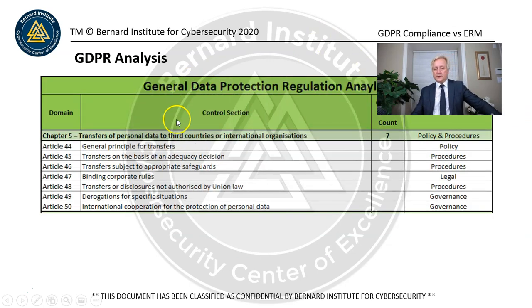Transfer of personal information to a third party. So we need to have general principles for transfer. We need to have a policy around that. Transfers on the basis of adequacy and decision. We need to have procedures around how we make that decision. Also around transfer decisions concerning the subject to appropriate safeguards. We need to have some procedures around how we make the decisions around that.